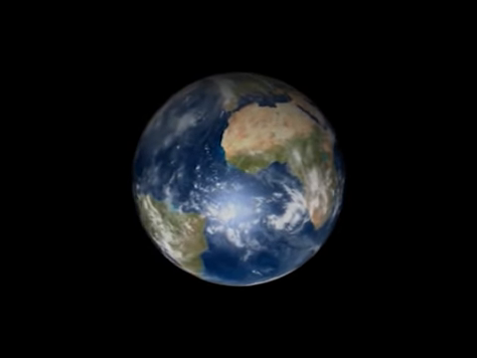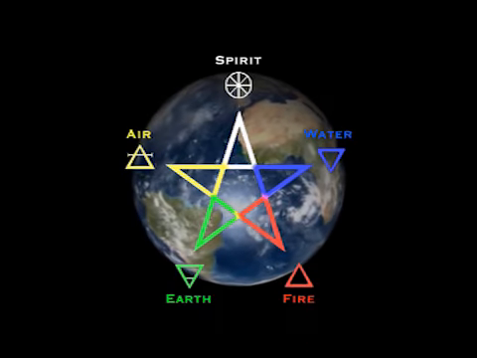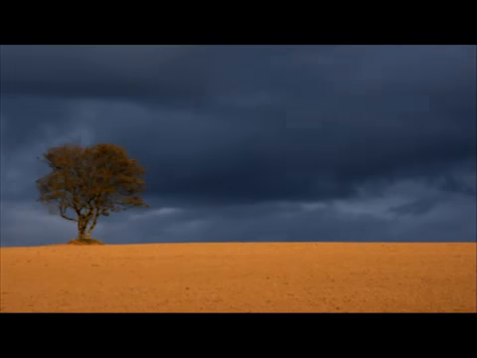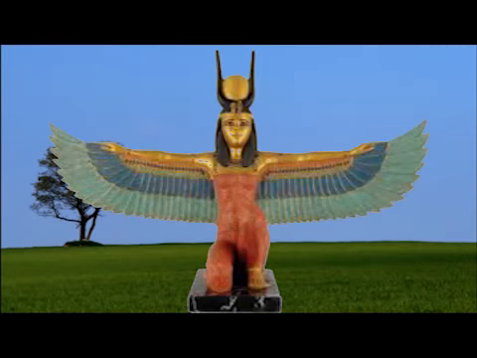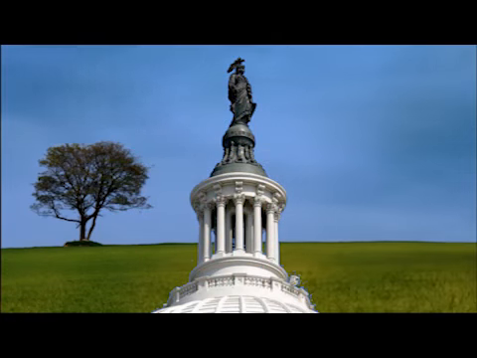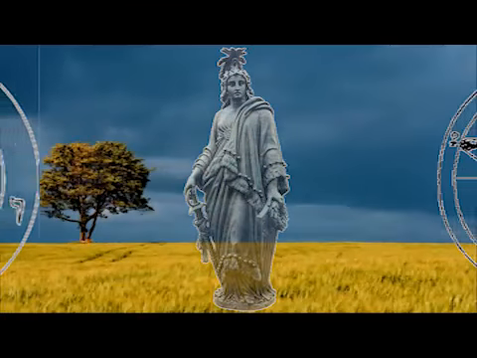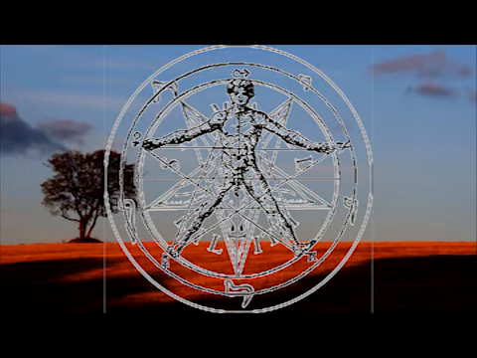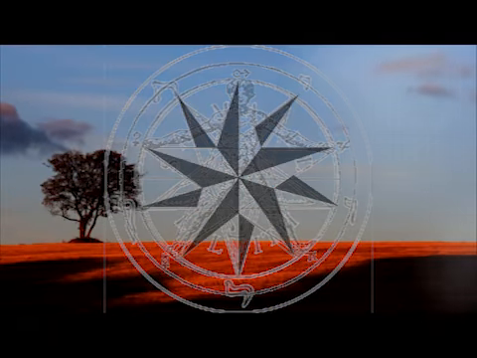This realm represents the four elements: earth, air, water, and fire. It also represents the four seasons. It is associated with the Egyptian goddess Isis and the American goddess Columbia. It is the 10th realm of the tree of life, and if you combine the star of Adam and the star of Lucifer, you get a 10-pointed star.